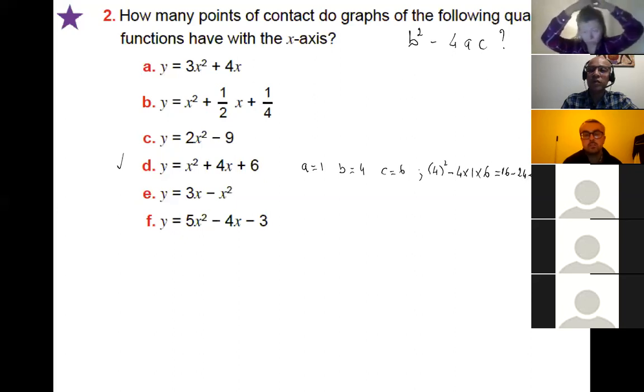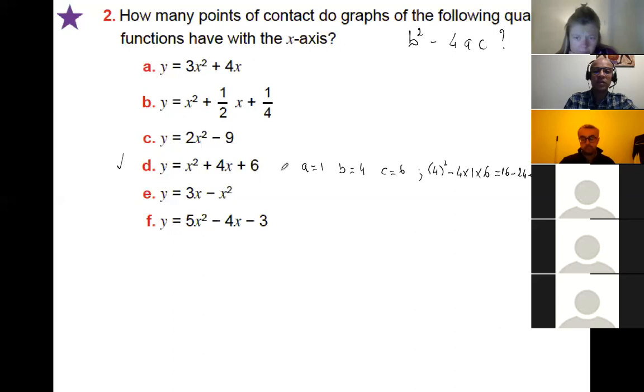So how many points? 0 points. So you would say 0 points here. No real roots. 0 points of contact because the discriminant is negative. Okay, so that's how you would do it.